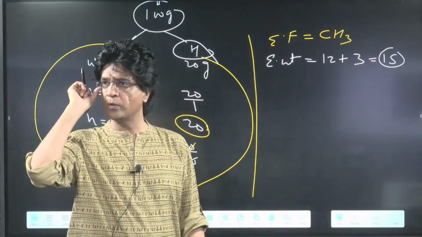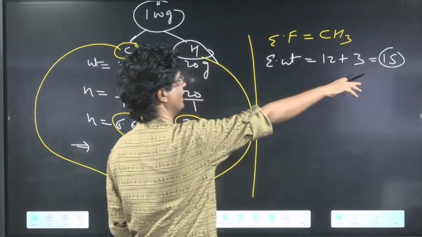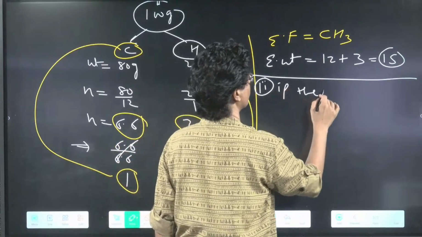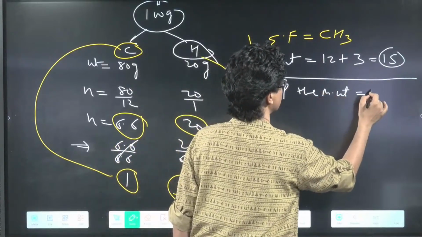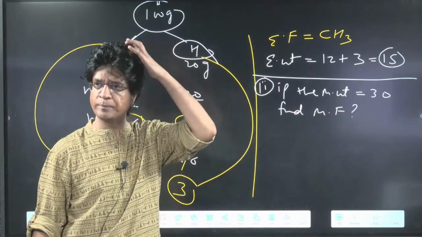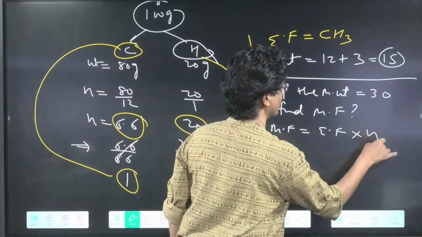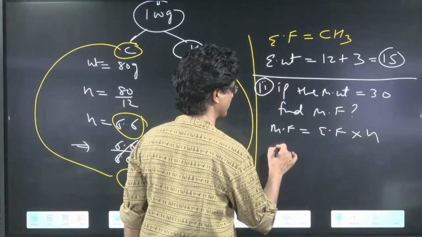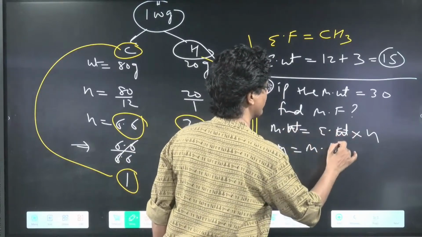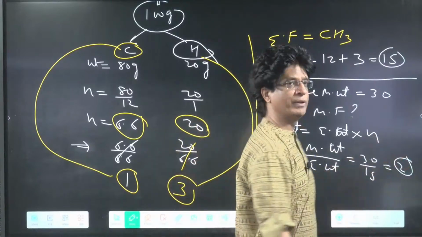Very good. CH3. So here the empirical weight is 15. Now the second part of the question says that the molecular weight is given as 30, and they ask to find the molecular formula. So how do you find it out? I know that the molecular formula is equal to the empirical formula into N, some integer. So N will be the molecular weight upon the empirical weight. 30 upon 15 will be equal to 2.